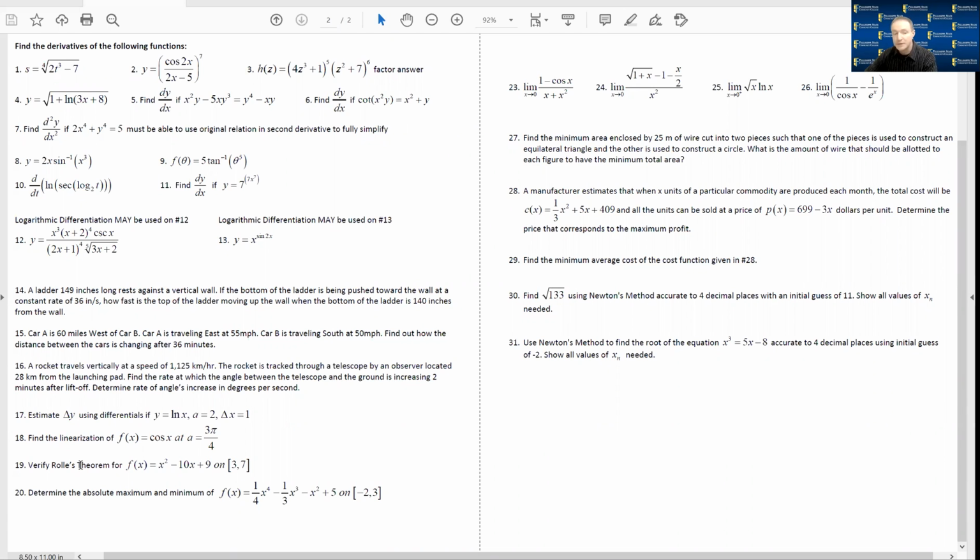So Rolle's theorem is just saying that if you have a function on an interval and the y value is at the exact same point at the beginning of that interval and at the end of that interval, then you know that there exists some x value in between that beginning point and that ending point where the derivative is equal to 0. That has to be the case. So we're just going to verify Rolle's theorem in this problem.